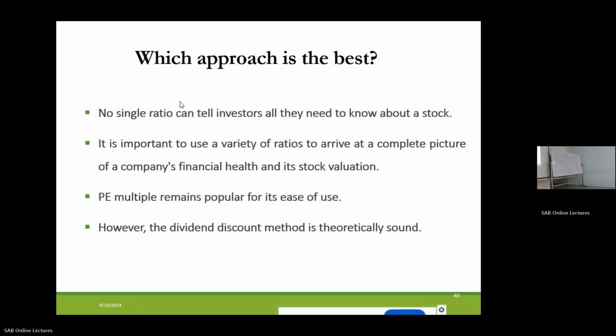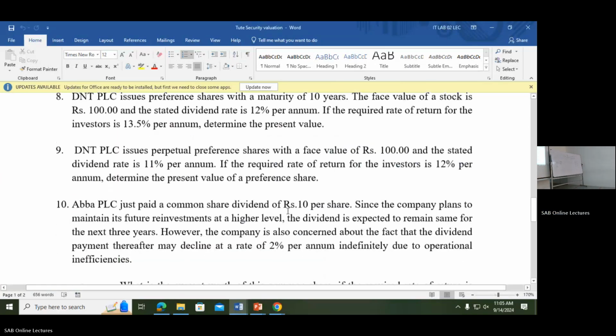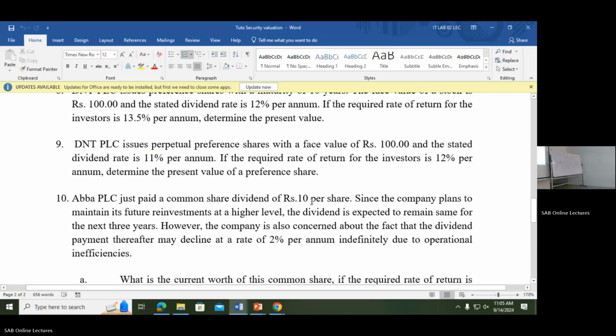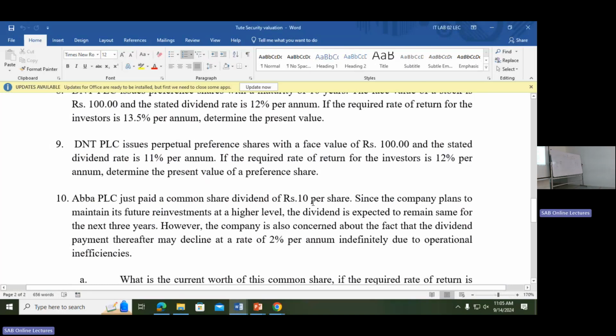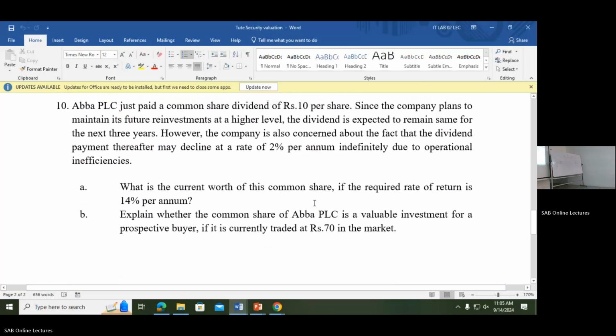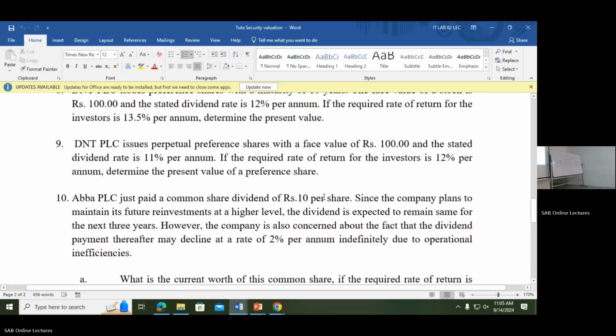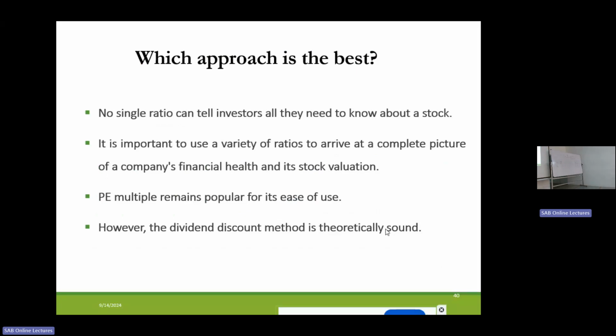Anyway, that is a very simple method, but practically a more important one. So you can use that also. Any question before going to the preference share valuation?